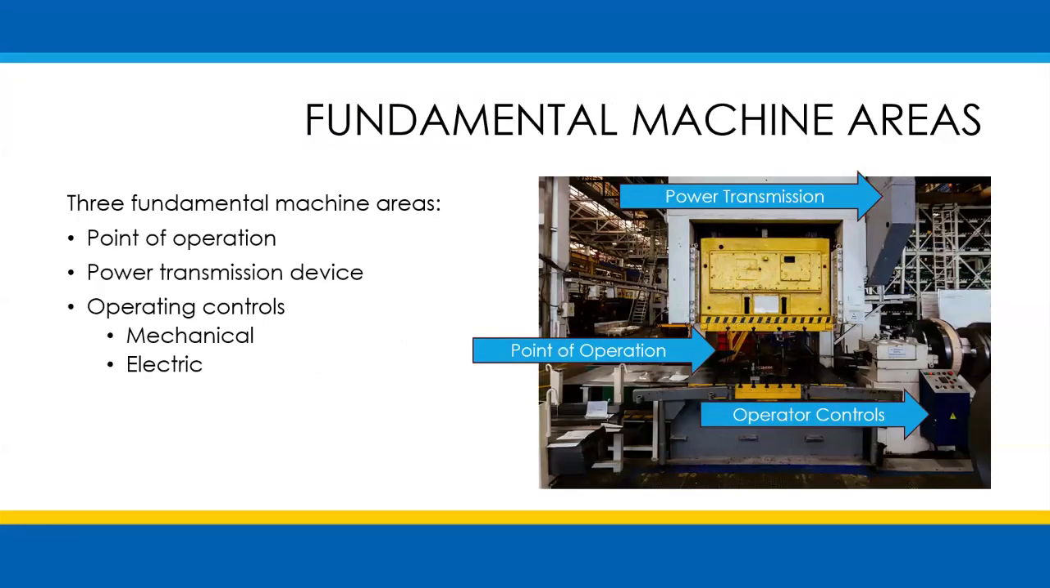The fundamental machine areas that need to be known are point of operation, power transmission device, and operating controls. The point of operation is where work is performed on the material. This includes cutting, shaping, boring, or forming of stock. The power transmission device transmits energy to the part of the machine performing the work. Operator controls can either be mechanical or electrical. This is the area of the machine that makes it possible for the operator to cut off the power from the machine without leaving his position at the point of operation.